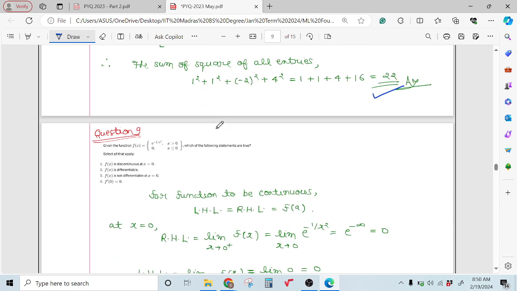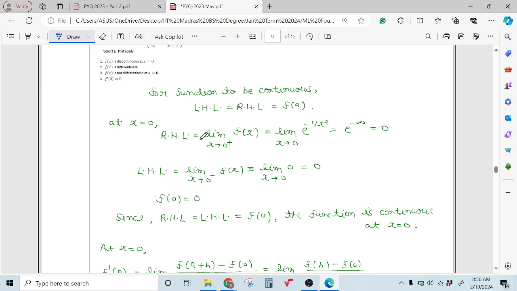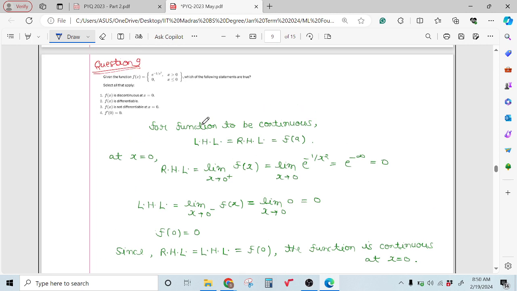Problem number 9. Given the function f(x) equals e to the power minus 1 by x squared for x greater than 0, and 0 for x less than or equal to 0, which of the following statements are true? So this is an MCQ question. There can be more than one correct option, so we have to find out which options are correct.